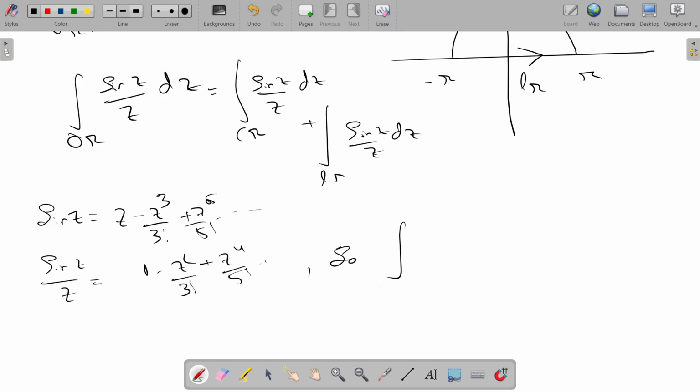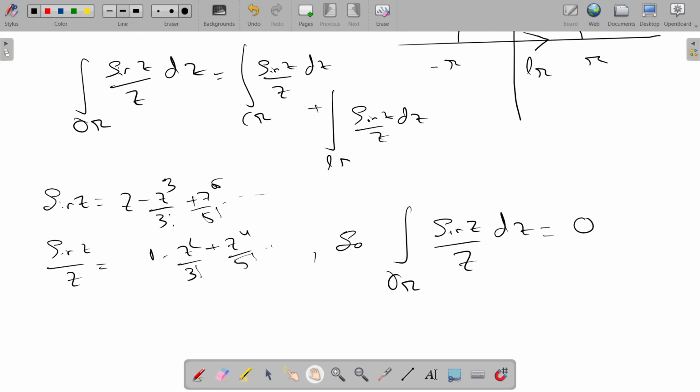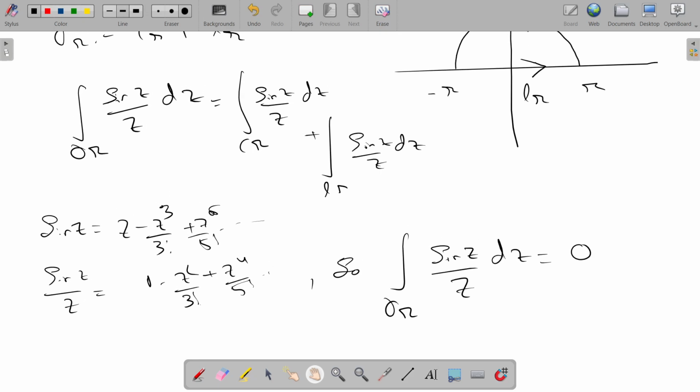We can also use Cauchy's integral formula, or directly the residue formula. The z and z get cancelled, and the limit as z tends to 0 of sin z is 0. Or we can see that the coefficient of 1 by z is 0 here. So the integral over gamma R is 0.